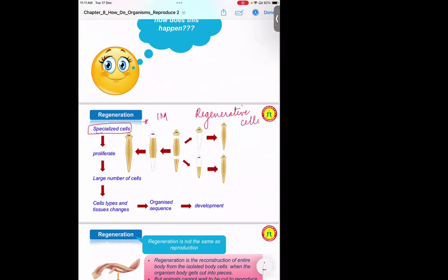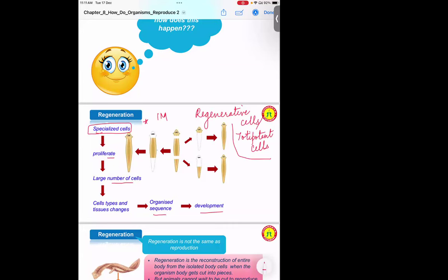Due to the presence of regenerative cells, specialized cells, or pluripotent cells, this regeneration happens in planaria. Any one of these three you can write. What happens is that these cells proliferate, which means they start multiplying and increasing, producing a large number of cells. Then slowly and gradually, they organize themselves in a proper sequence, and ultimately the whole planaria develops.